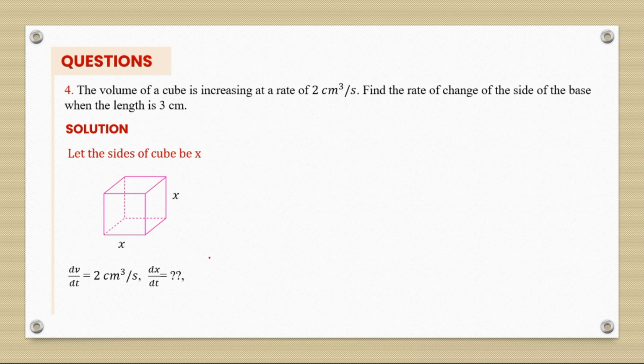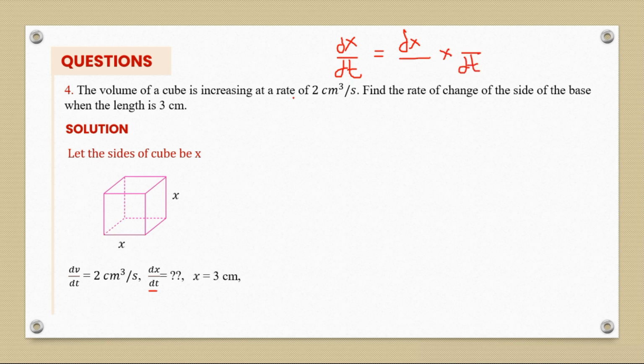Then we're being told to find the rate of change of the side of the base when the length is 3 centimeters. So that means we're looking for dx/dt. But we've also been told that x is 3 centimeters. So in this question, we're looking for dx/dt. That means we're going to have it being equal to, first we write the dx here times the dt here.